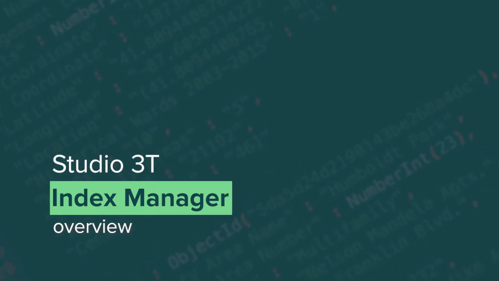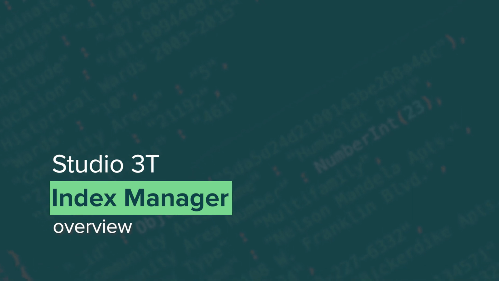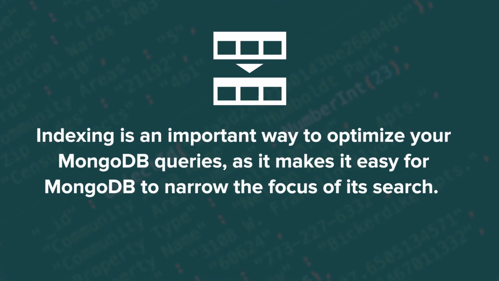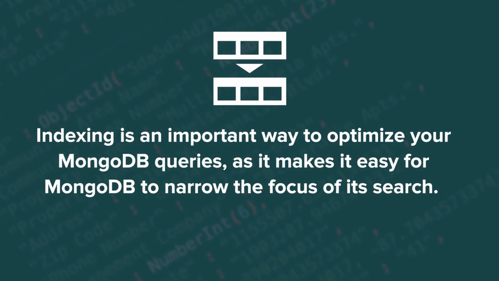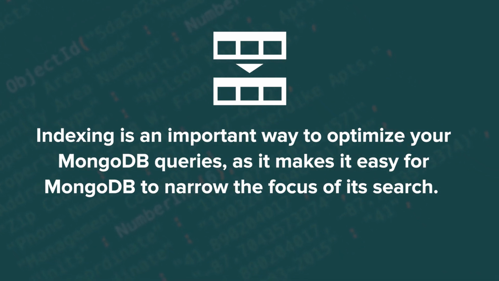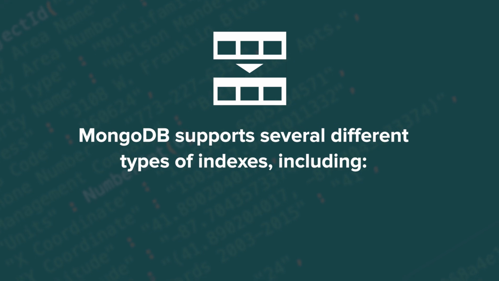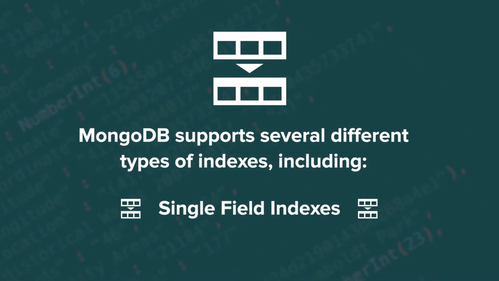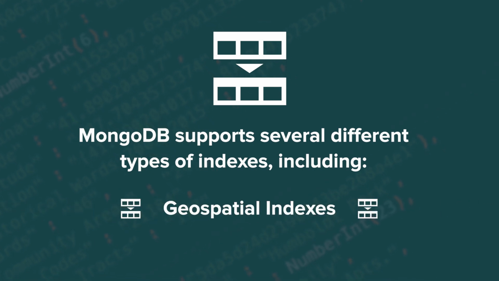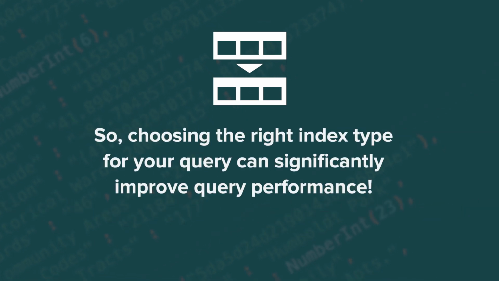In this highlights video, we'll give an overview of Studio 3T's Index Manager. Indexing is an important way to optimize your MongoDB queries, as it makes it easy for MongoDB to narrow the focus of its search. MongoDB supports several different types of indexes, including single-field indexes, compound indexes, and geospatial indexes. So choosing the right index type for your query can significantly improve query performance.